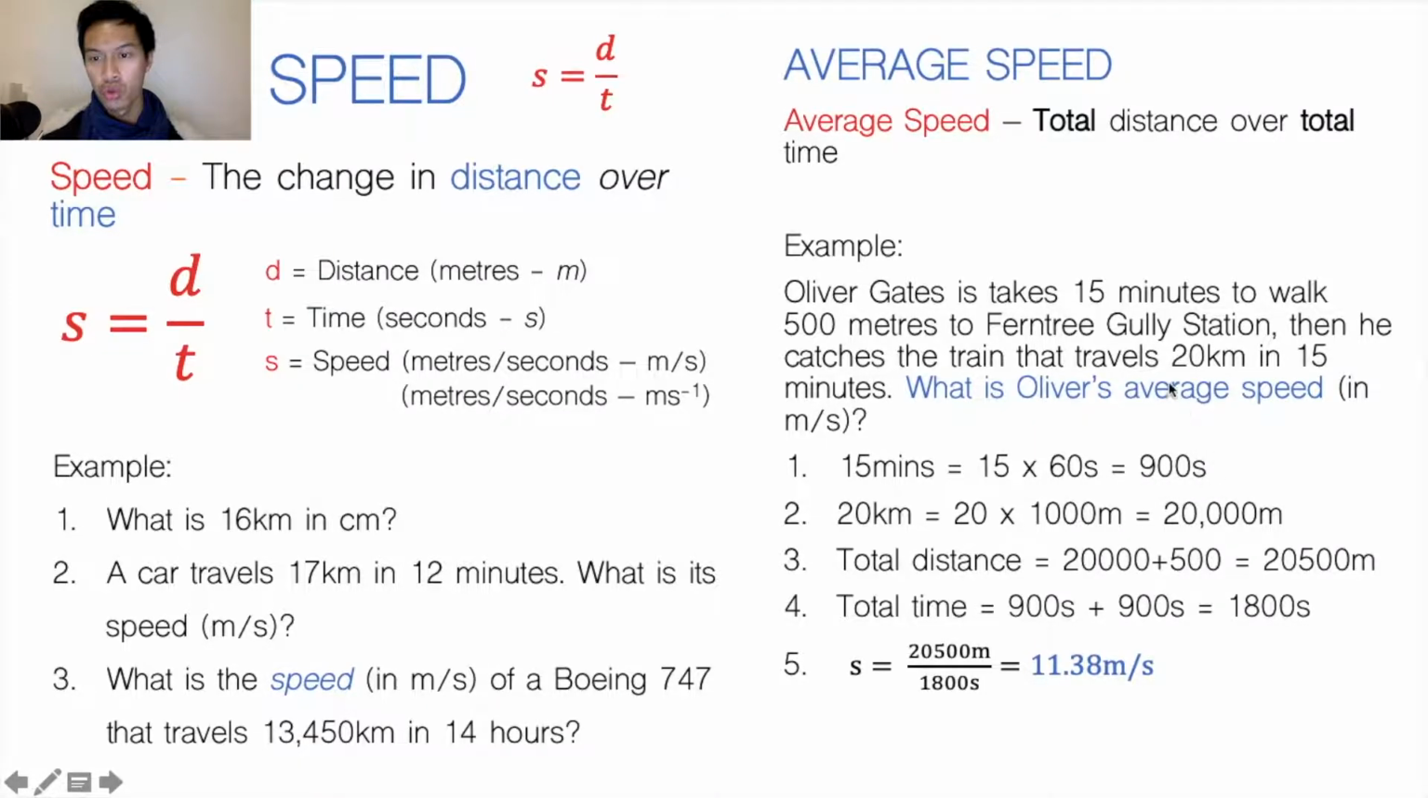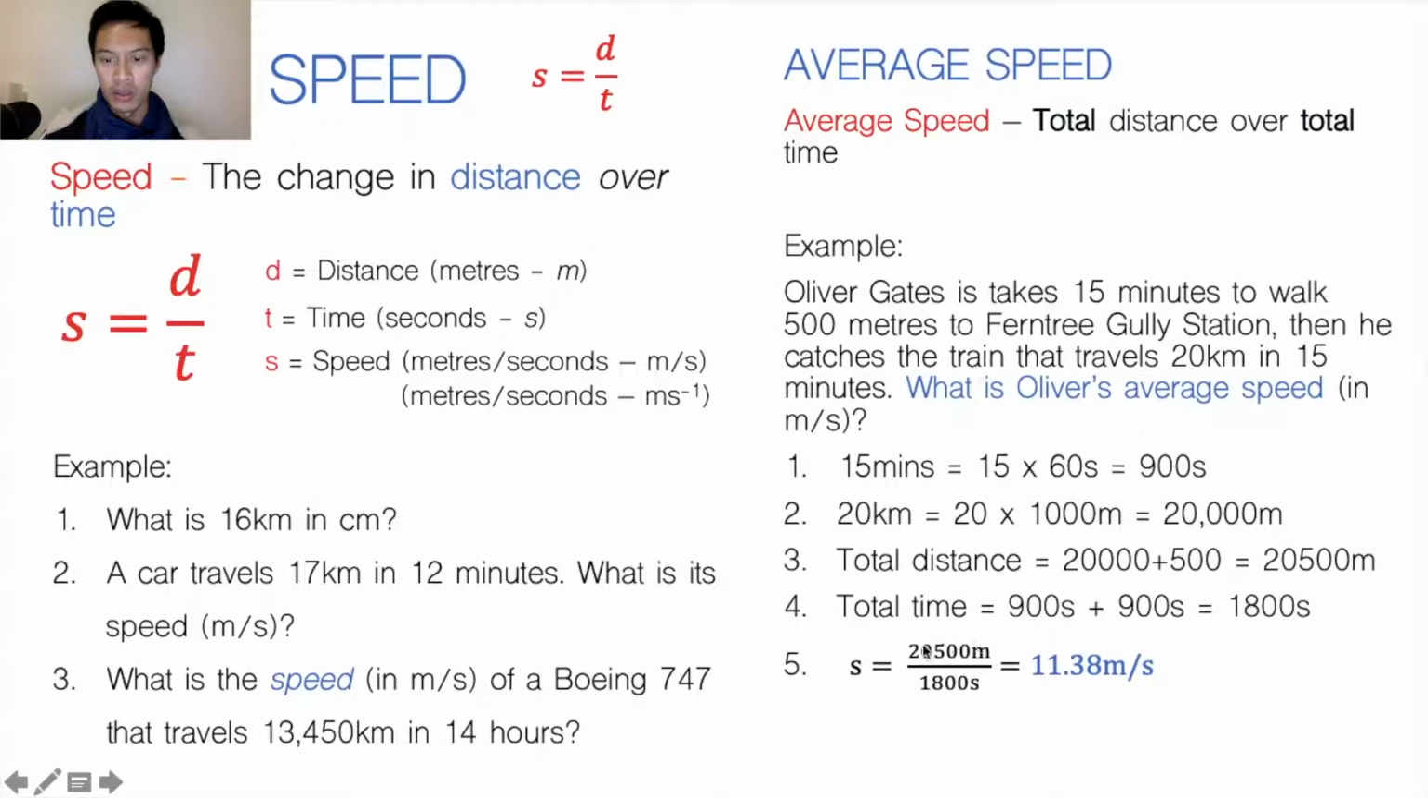Now remember, that happens twice, right? So I'll go back to that in a second. I'm going to convert my kilometers into meters. So the 20 kilometers here multiplied by 1,000 meters will give me 20,000 meters. Now I'm going to add up my total distance. 20,000 meters here plus another 500 meters here will be 20,500 meters. Total time, remember he spends 15 minutes walking, which is 900 seconds here, and another 900 seconds here, which will make it 1,800 seconds there.